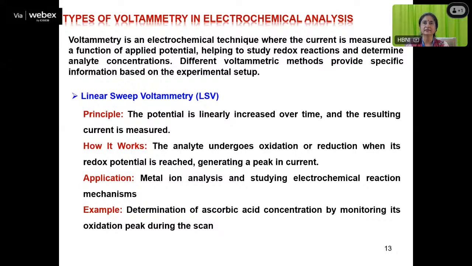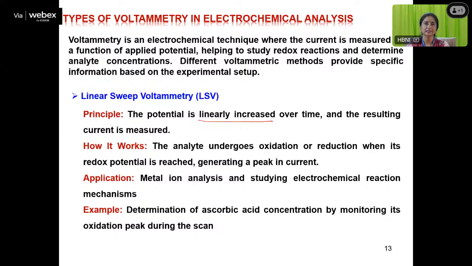The different voltammetric methods provide specific information based on the experimental setup. The first one is linear sweep voltammetry. This is the primitive type and the first one during the evolution of voltammetry. So what is the principle here? The potential is linearly increased over time, and the resulting current is measured. The analyte undergoes oxidation or reduction when its redox potential is reached, and this generates a peak in current.